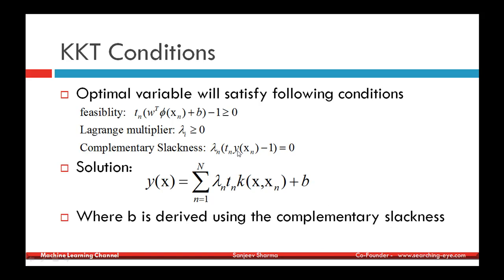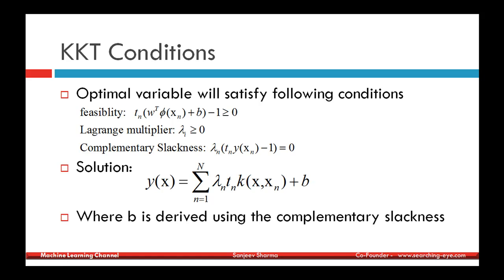We can expand this: y of xn is w transpose phi of xn plus b, and in general this b is not solved using just a single support vector. We solve this expression for b for all the support vectors, and then we take the average value of b over all the support vectors.